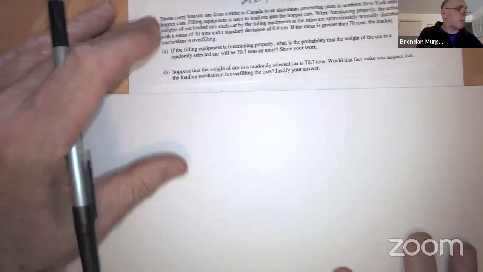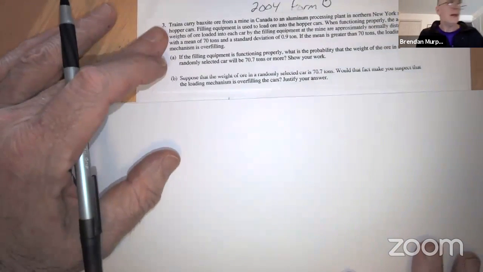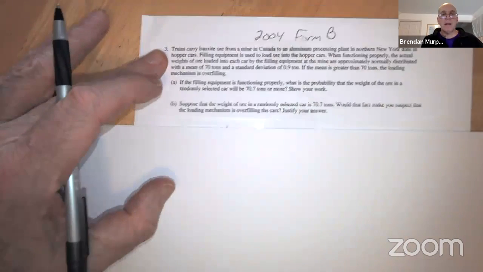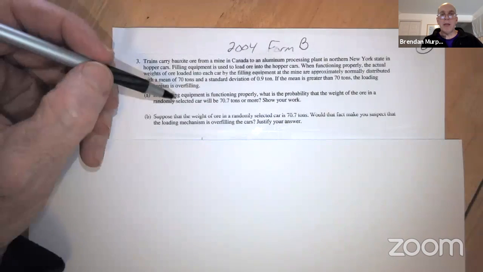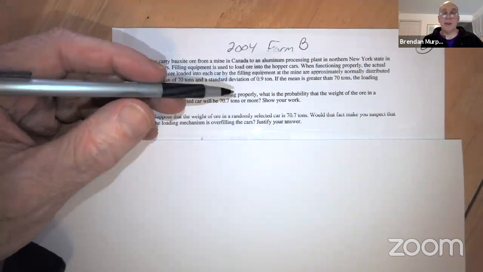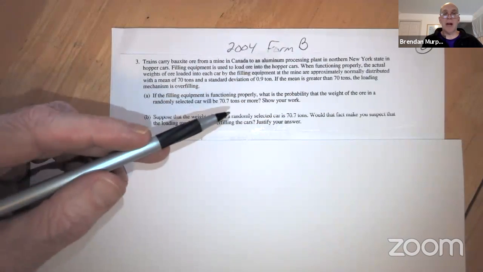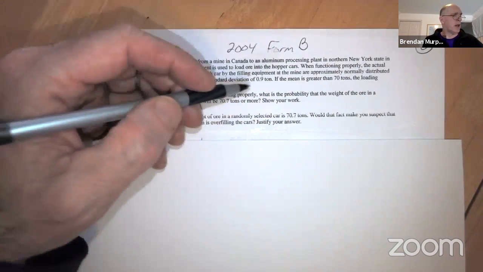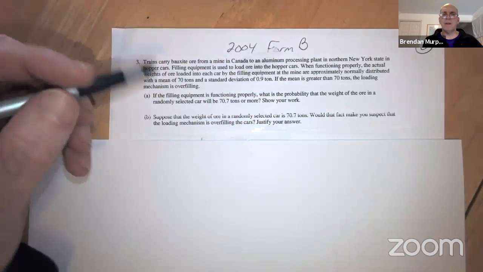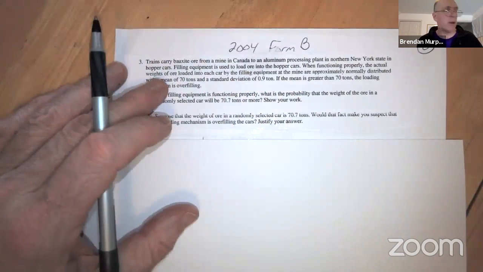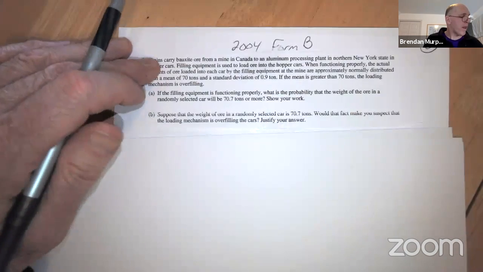So here's the same problem. Part A says, if the filling equipment is functioning properly, 70 tons, what is the probability that the weight of ore in a randomly selected car will be 70.7 tons? So a little greater than 70 tons. Show your work. Always show your work whether we ask for it or not.